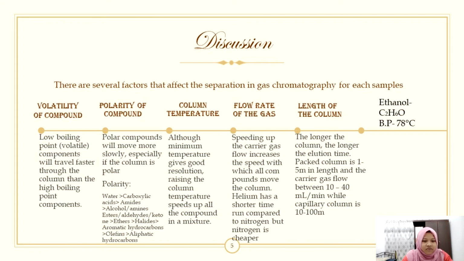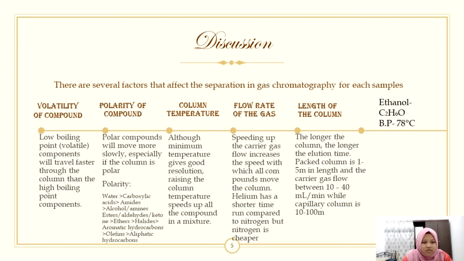Next is flow rate of the gas. Speeding up the carrier gas flow increases the speed with which all compounds move through the column. Helium has a shorter run time compared to nitrogen, but nitrogen is cheaper, like I already said before. And the last factor in the separation in gas chromatography is the length of the column. The longer the column, the longer the elution time.